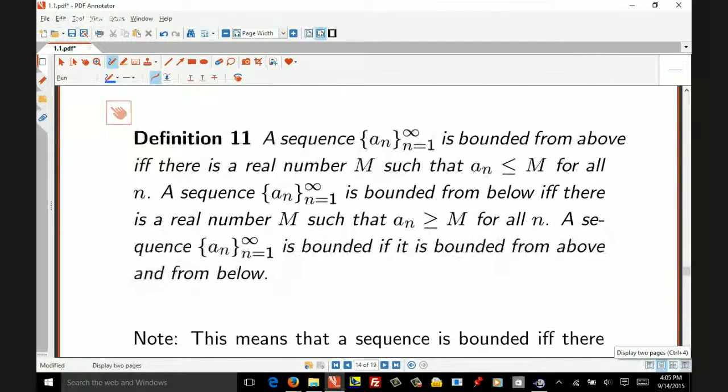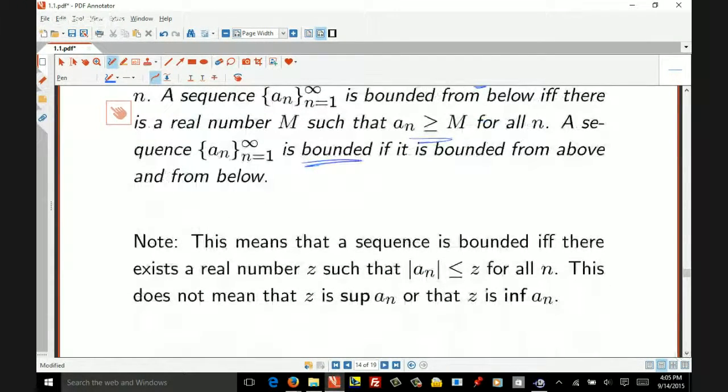Okay, bounded. This is what Roy was talking about. A sequence is bounded from above if and only if there's a real number m so that a_n is less than or equal to m for all n. The sequence is bounded from below if there's a real number so that a_n is bigger than that number. And then a sequence is just plain bounded if it's bounded from above and from below.